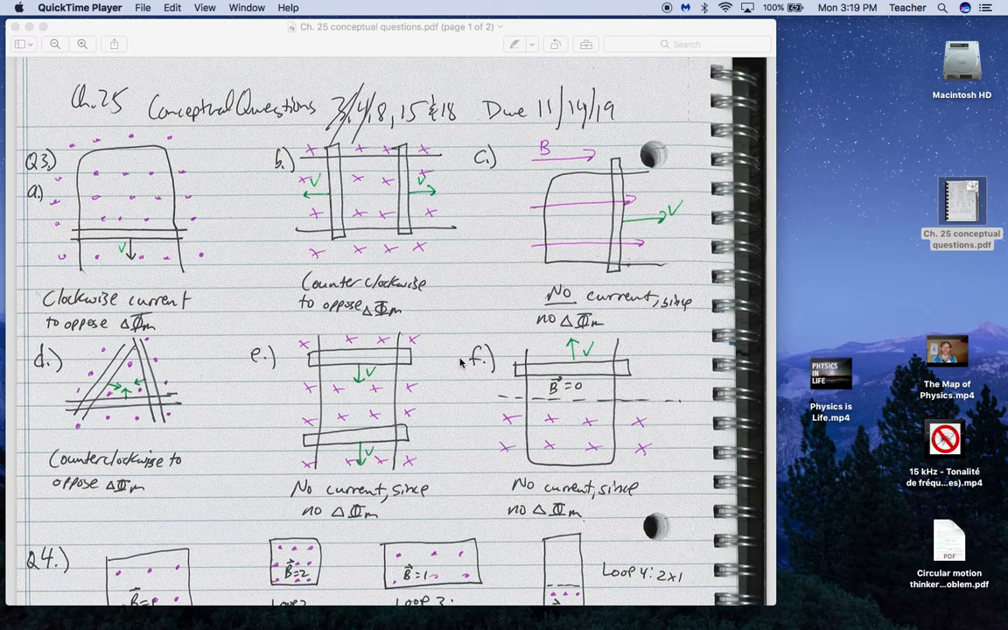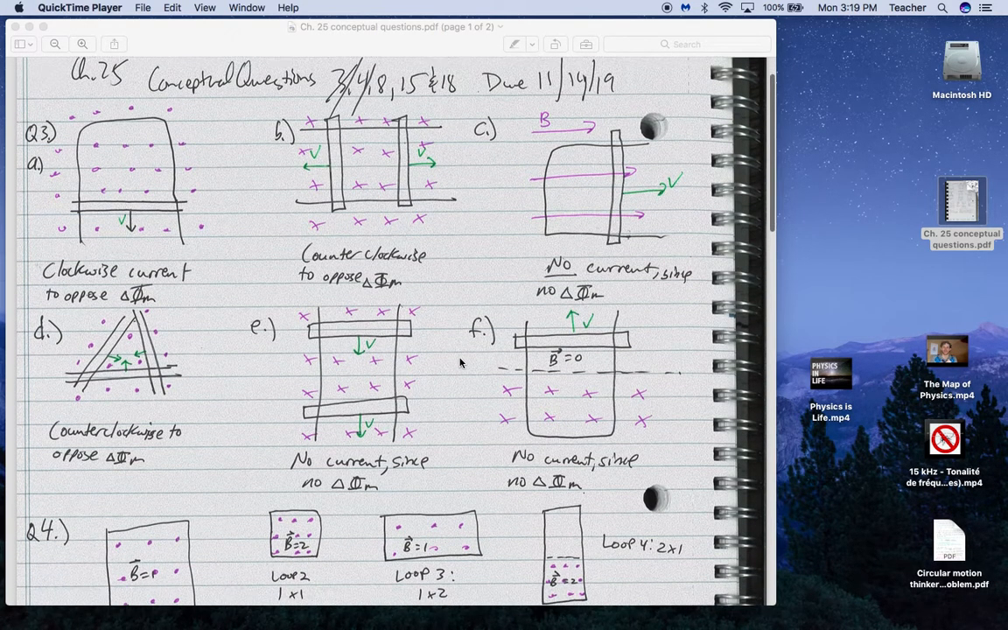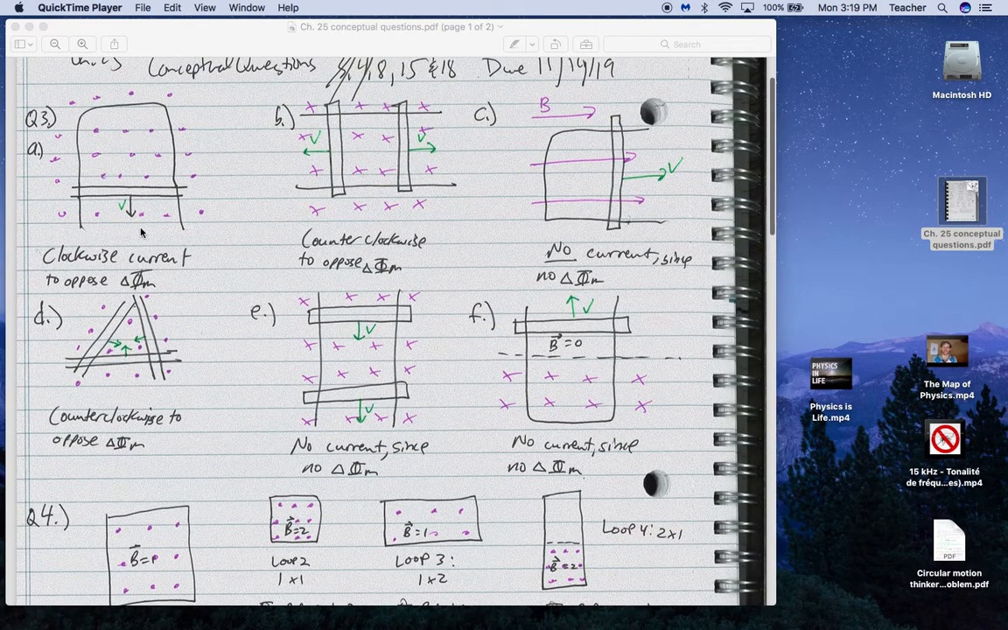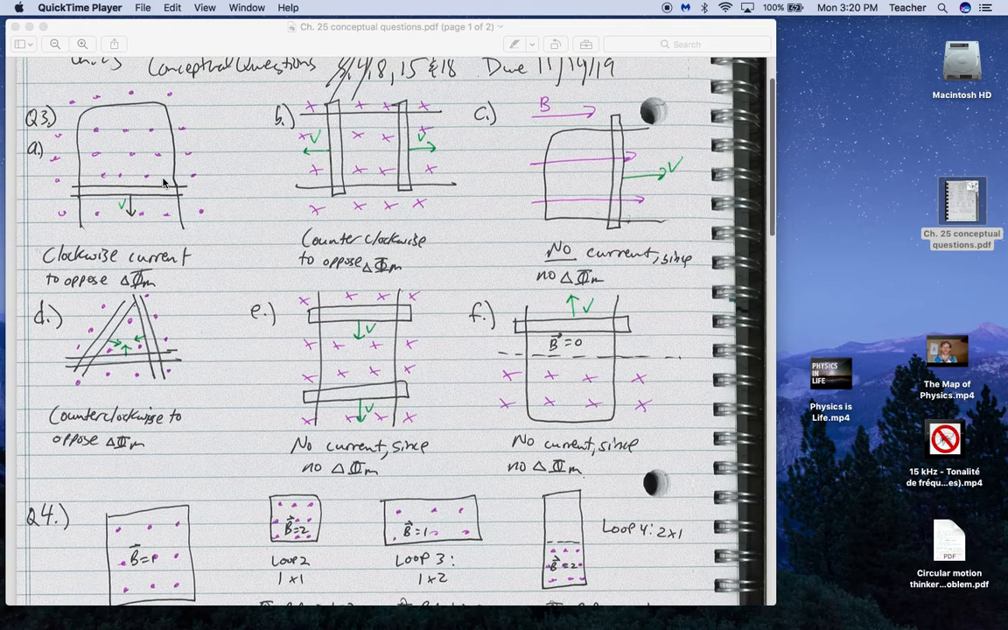Conceptual questions. I think we went through these in a lot of detail, so I'm not going to say anything about those. The key thing is recognizing that you're going to end up getting a current in a direction to cause a temporary magnetic field to oppose the change in flux. That's a mouthful, but for example, here, if this wire is going down, we're increasing the magnetic field that's coming out of the board. So to oppose that, we would want a current that would cause X's inside of this area, meaning a magnetic field into the board, and again, that would be a clockwise current.